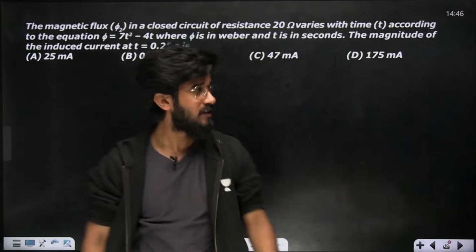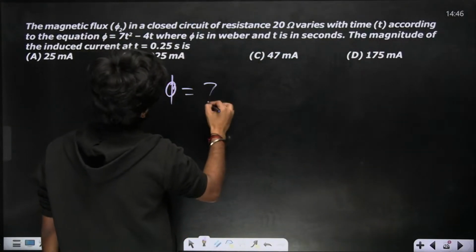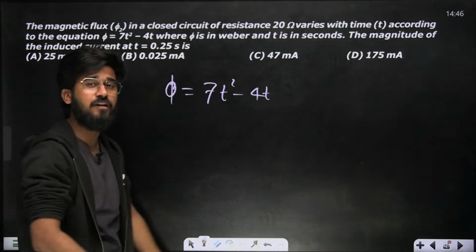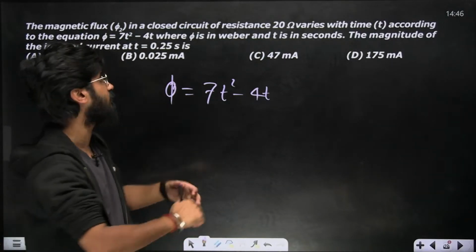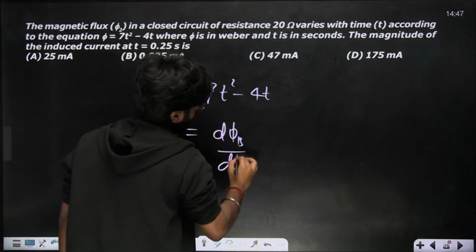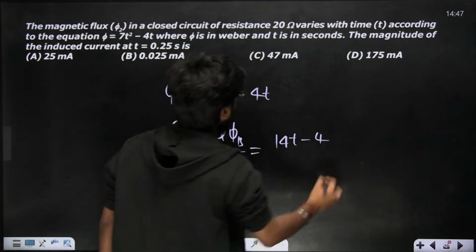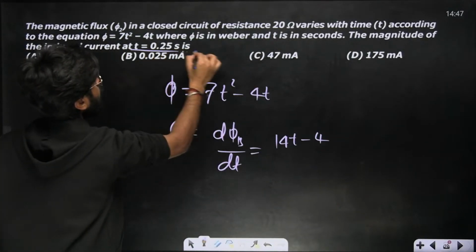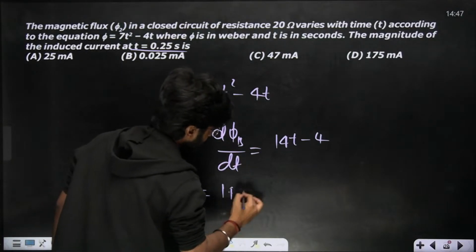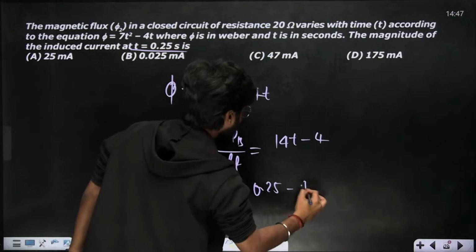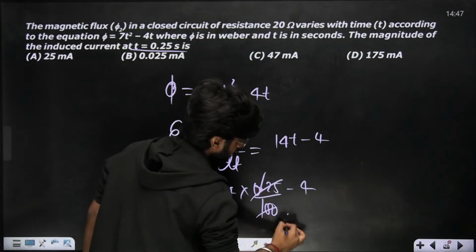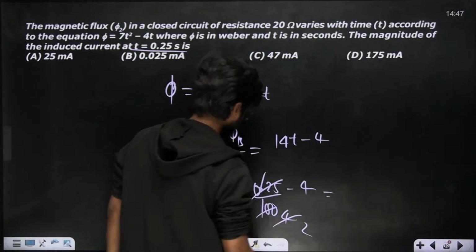So it is a very simple question. Phi is given as phi equals 7t square minus 4t. Now we have to calculate the magnitude of the induced current. First of all, we have to calculate the induced EMF. How do we calculate it? E equals d phi by dt. So just differentiate it: 14t minus 4. Now at t equals 0.25, if we put this in, E equals 14 into 0.25 minus 4. This will give us the value of the induced EMF.